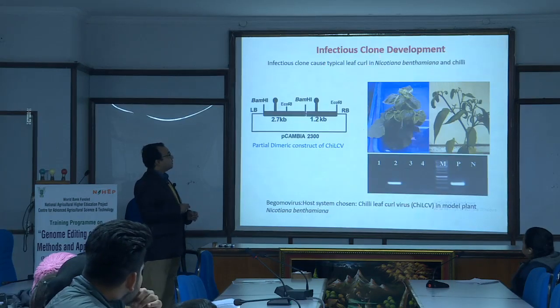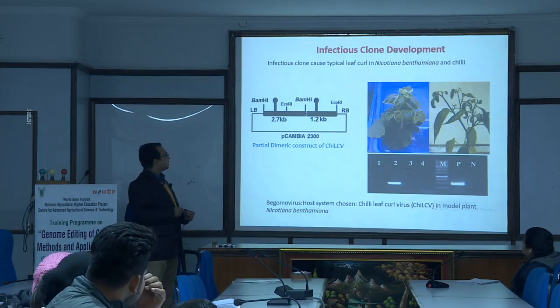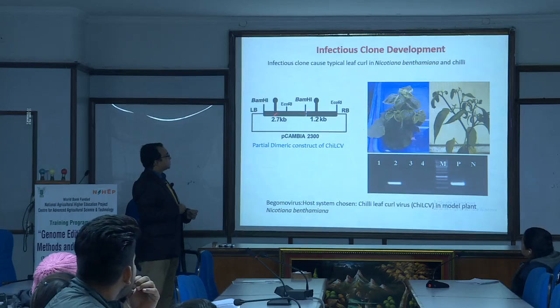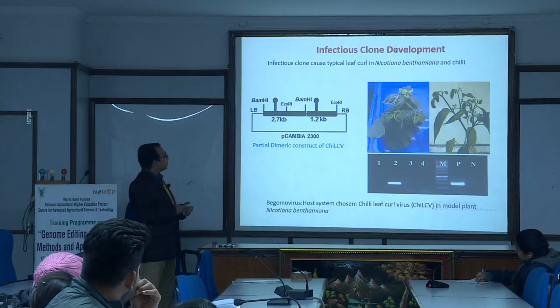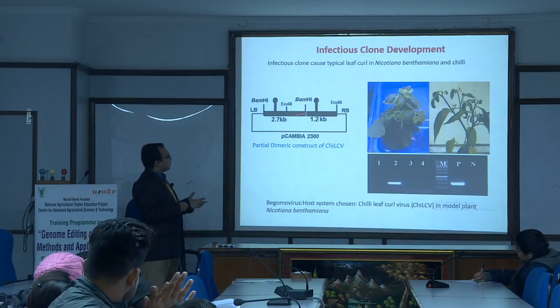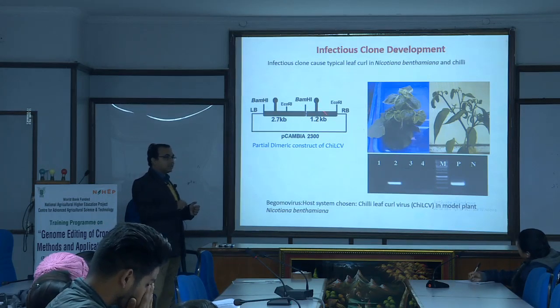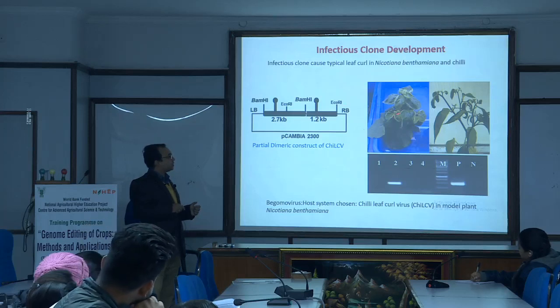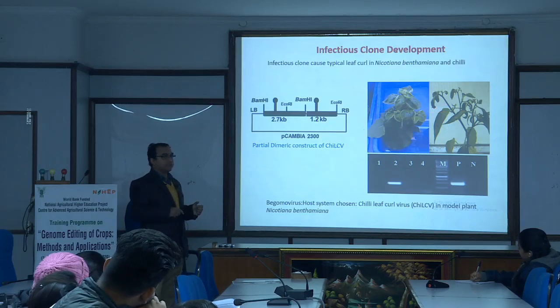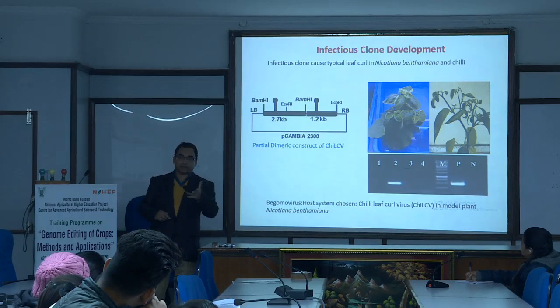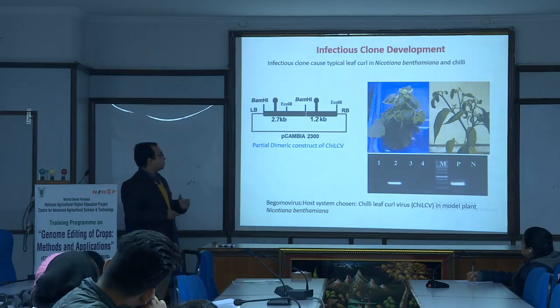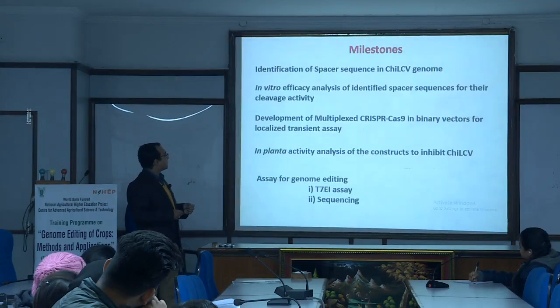So, we developed an infectious clone of this virus earlier in our lab. By the process which I have told you, taking the two origins of replication and the genome, it is a dimeric construct, and when we inoculate this construct into the plant, either benthamiana or chili, we observe the leaf curl symptom. So, our virus is in our hand, whenever we need we can produce the disease. So, that is why we took this virus as our experimental system.